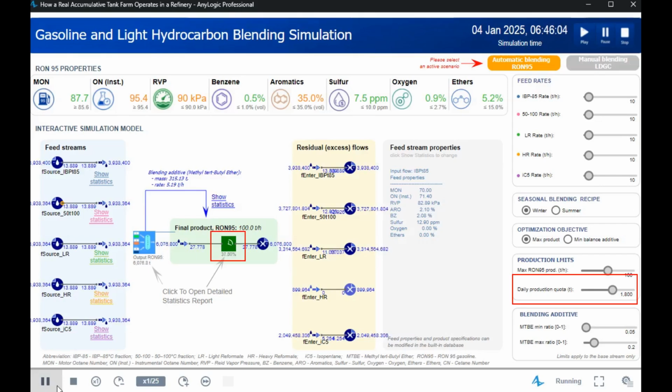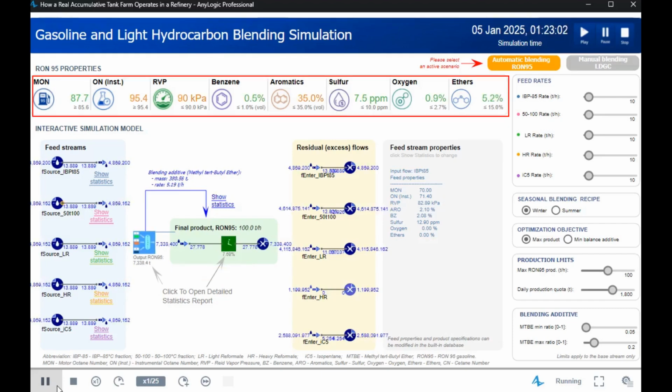The model also includes a production capacity constraint of 1,800 tons per day. Petroleum Refining Library allows the operator to control individual component flow rates in real time, adjust blending parameters, and immediately evaluate their impact on the final product.